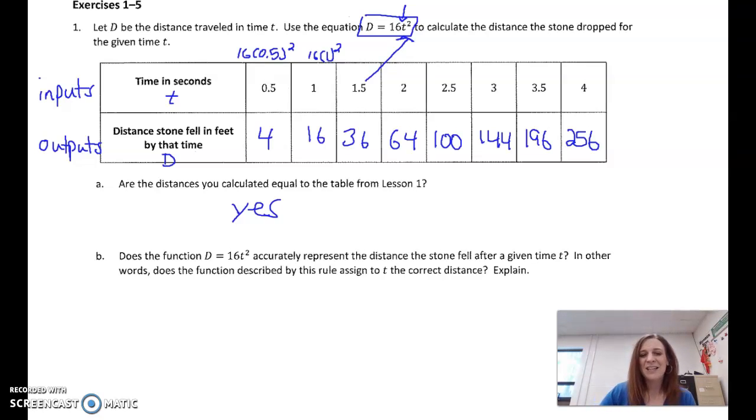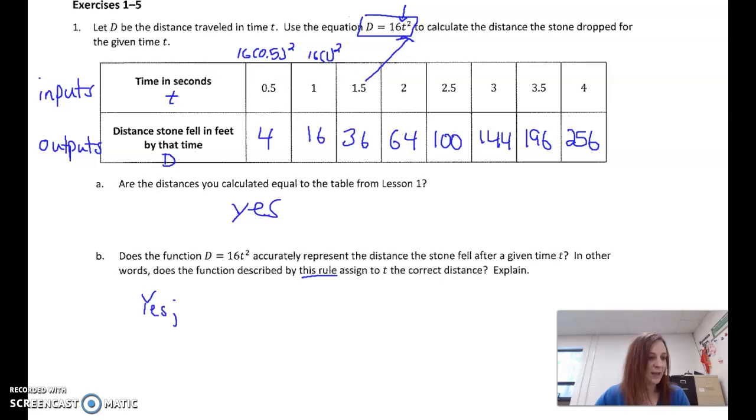Does the function d equals 16t squared accurately represent the distance the stone fell after a given time t? In other words, does the function described by this rule, remember a function is a rule, assign t to the correct distance? Remember that stone, or I called it a bowling ball, was falling, right? So does it correctly describe it? And yeah, we're just going to say yes.